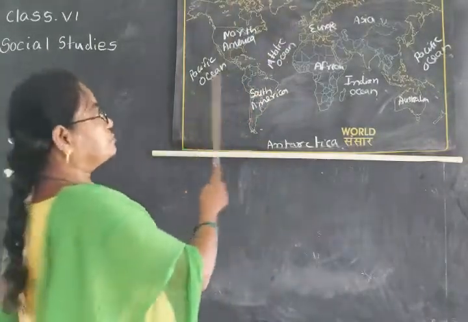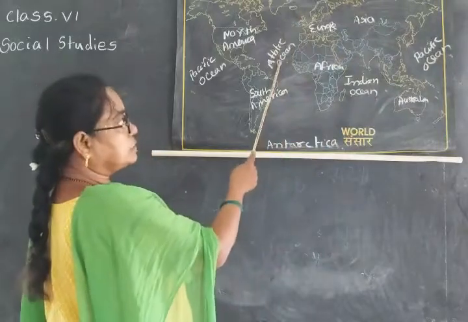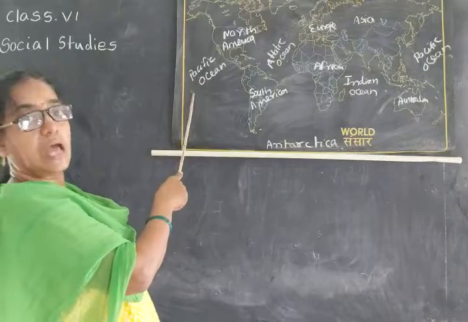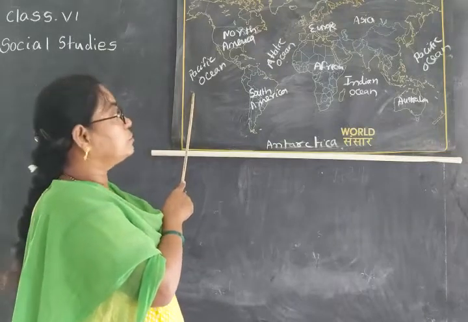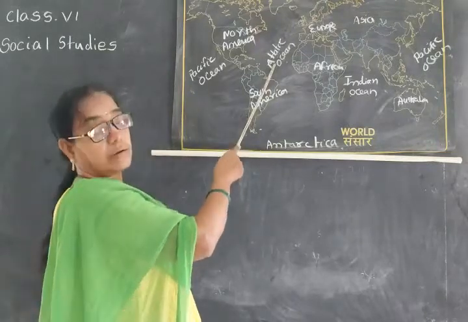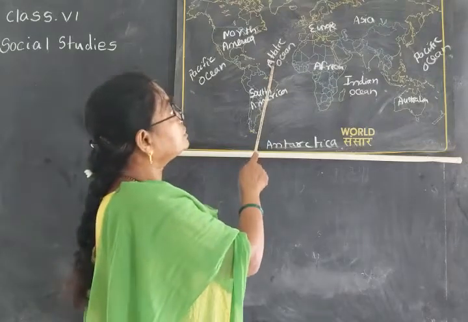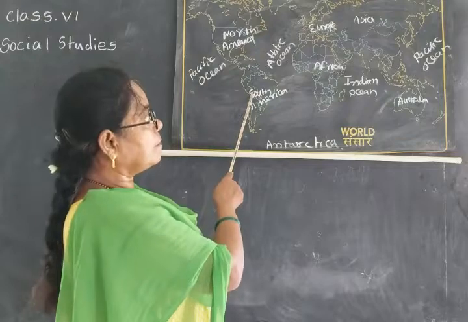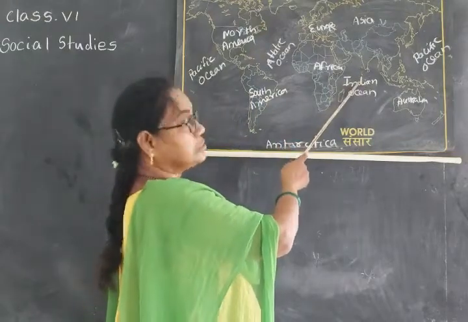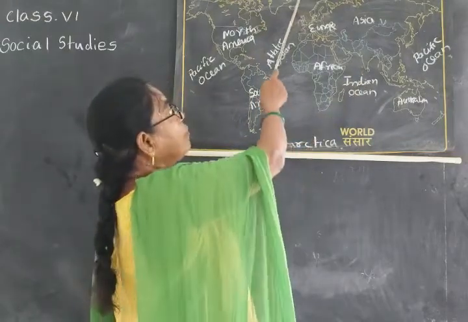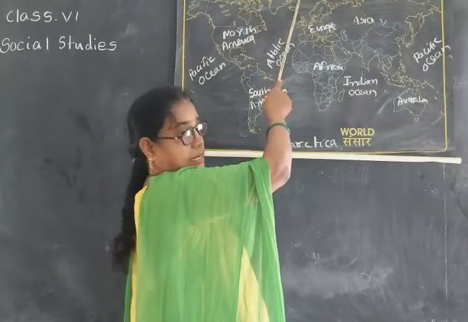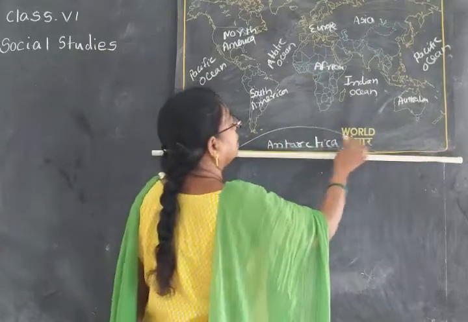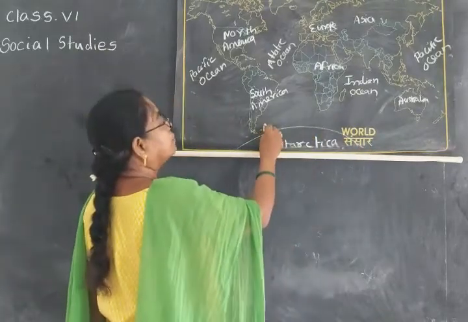Again, Pacific Ocean, Atlantic Ocean, Indian Ocean, Arctic Ocean. The Pacific Ocean is the biggest and deepest ocean, and the Atlantic Ocean is the second largest ocean, which separates Europe and Africa from North America and South America. Next one is the Indian Ocean, the third largest ocean, and the smallest ocean is the Arctic Ocean. Then one more ocean is also there around Antarctica, the Antarctic Ocean.